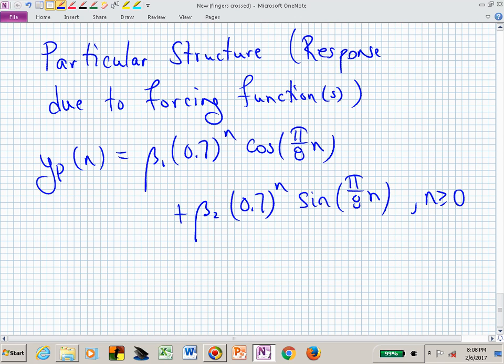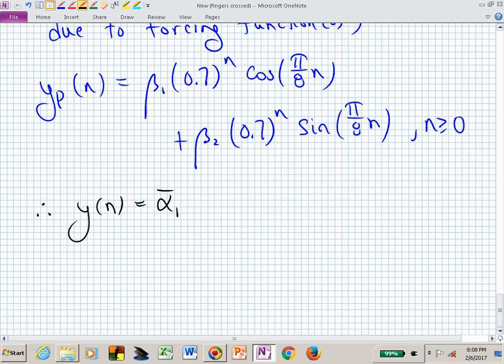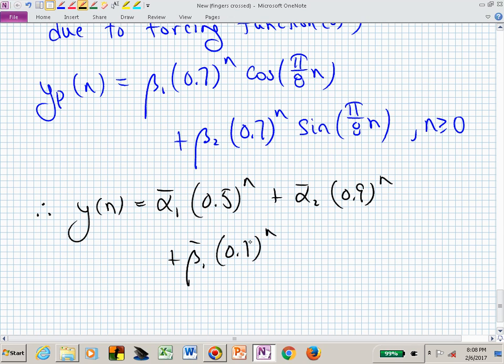And for the structure, it's the combination of those two pieces, the homogeneous or natural and the particular. The structure now, and I will put some new coefficients because they may differ from just the homogeneous or just the particular. Now I have alpha 1, 0.5 to the n, plus alpha sub 2 bar, 0.9 to the n, plus beta 1 bar, 0.7 to the n, cosine pi over 8n, plus beta sub 2 bar, 0.7 to the n sine.